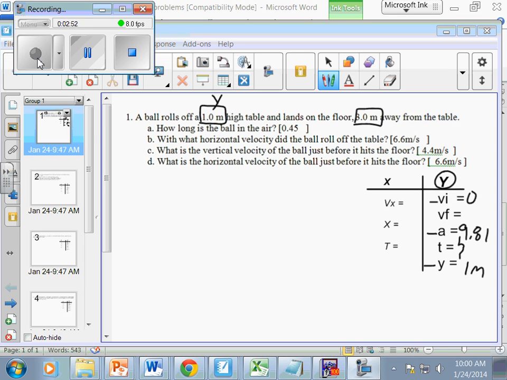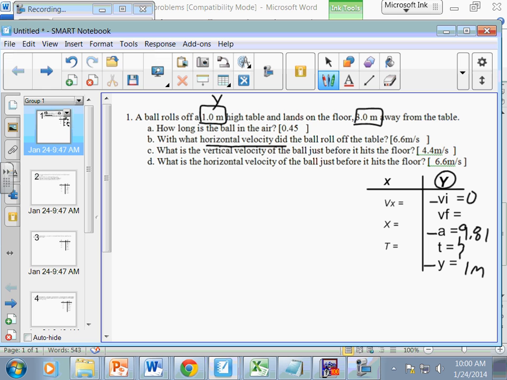All right, B says, what horizontal velocity did the ball roll off the table with? So what we want to know this time is the ball is traveling this direction. We want to know Vx. On the x side of the equation, the only thing we have for that is velocity x equals x divided by t. So t, we discovered a moment ago, was 0.45.